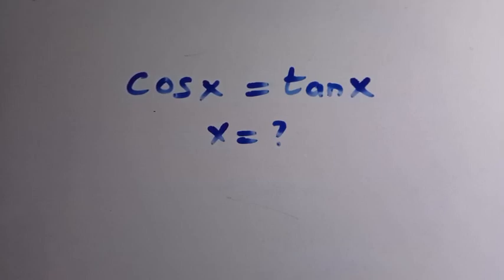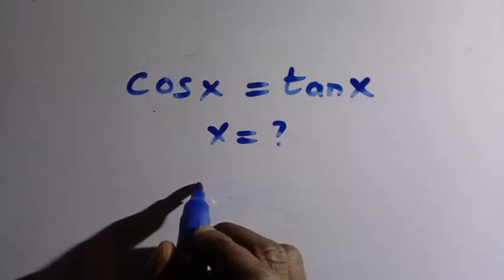How to solve these nice algebraic equations in form of trigonometric functions. We want to find the value of x that makes these two sides equal. We are given cos x equals tan x, and we want to find the value of x here. So the first thing we consider here is the solution.